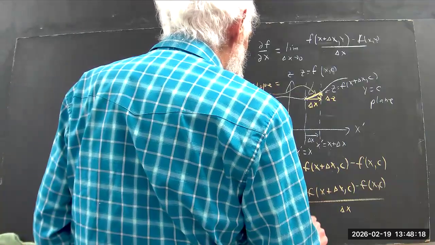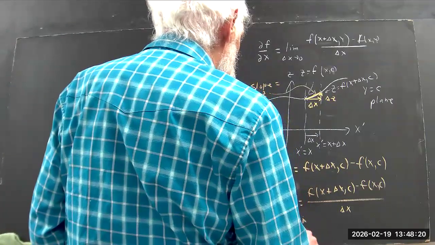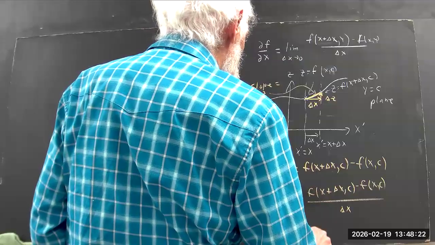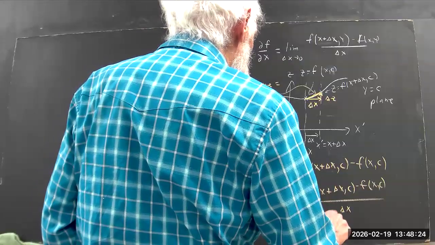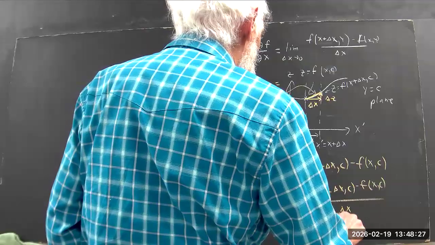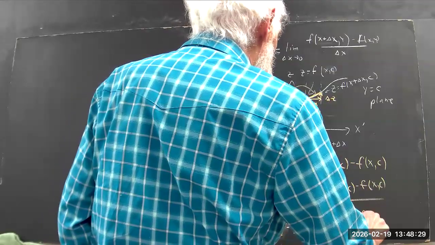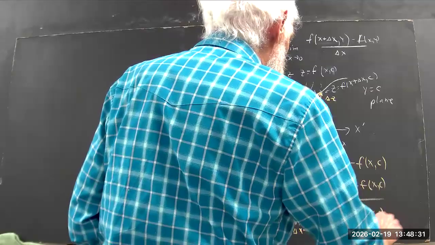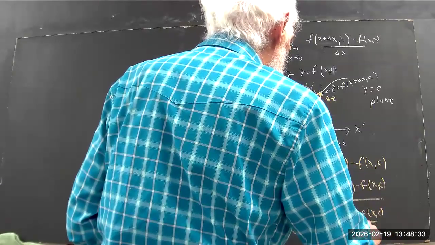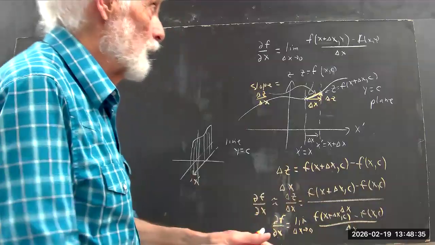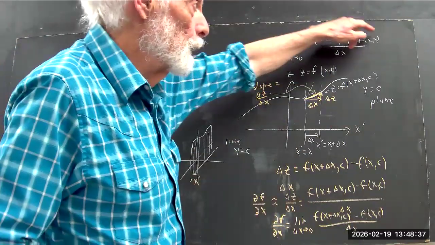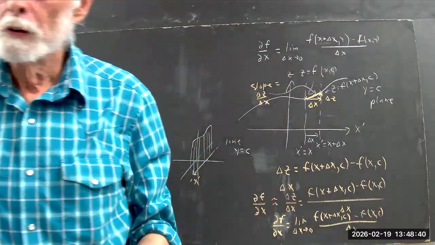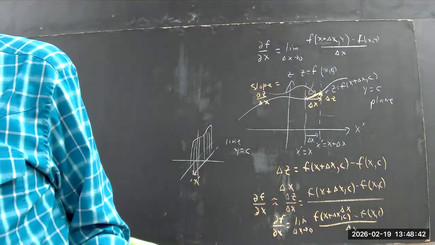the partial of f with respect to x equals the limit as delta x approaches zero of f of x plus delta x, c, minus f of x, c, over delta x. Now c is the same thing as y. C is just a value of y. So in general, right there's your definition, and this is what it means.